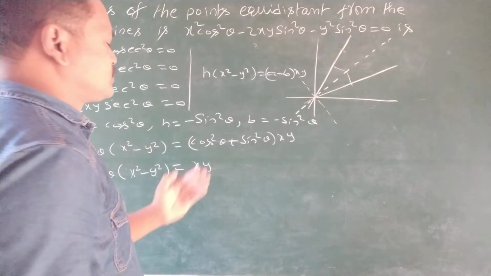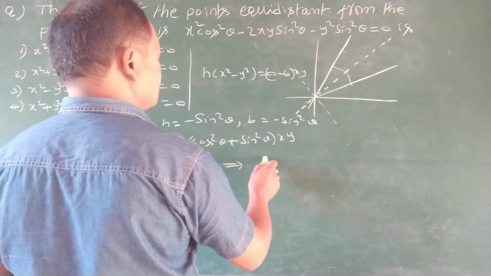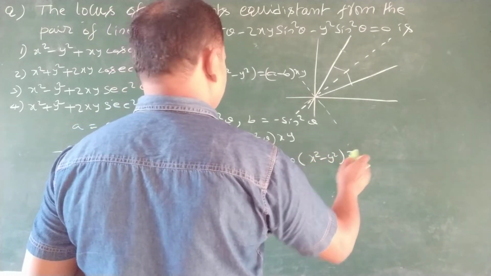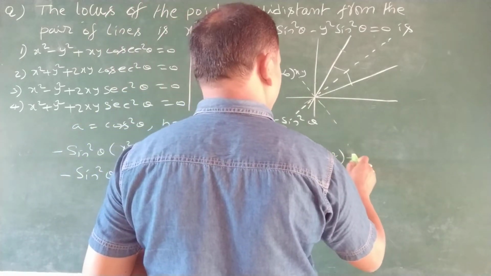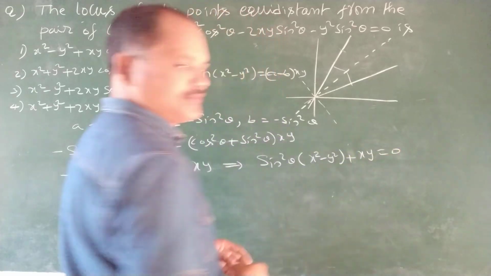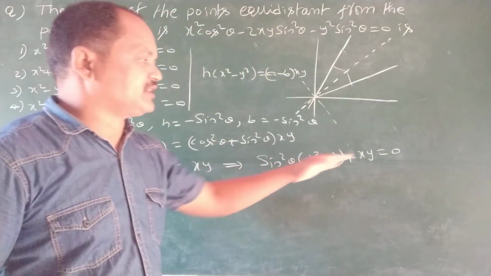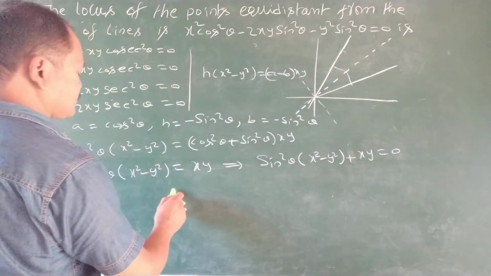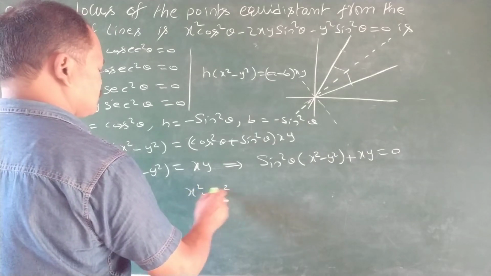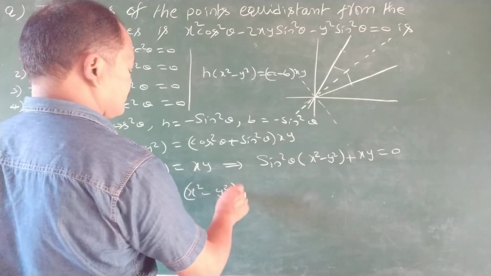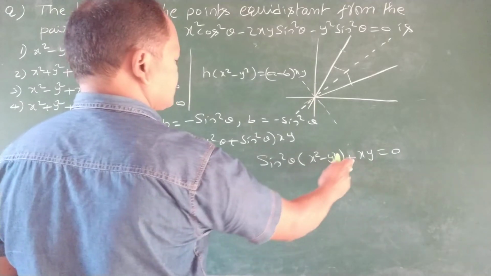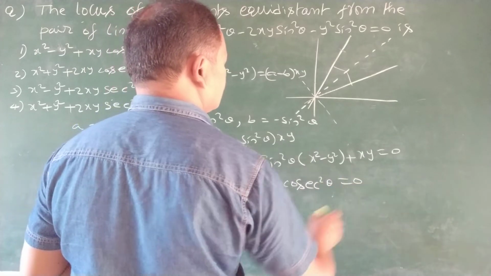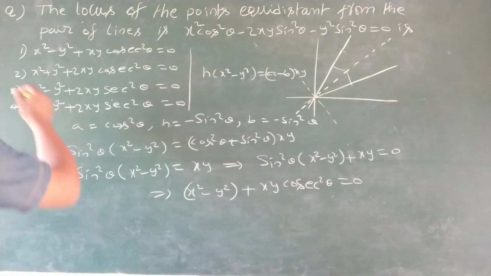Now shift this to the RHS, then it is sin square theta into (x square minus y square) plus xy is equal to 0. So multiply this equation with cosecant square theta. Sin square theta into cosecant square theta is 1, so x square minus y square plus xy into cosecant square theta is equal to 0. That is the first option.